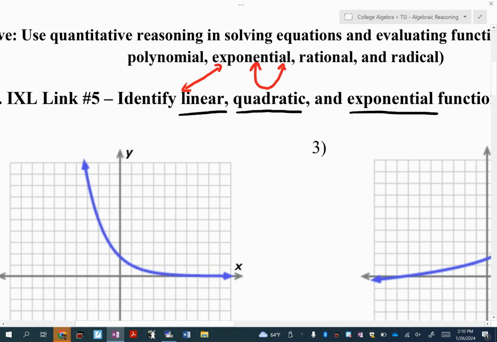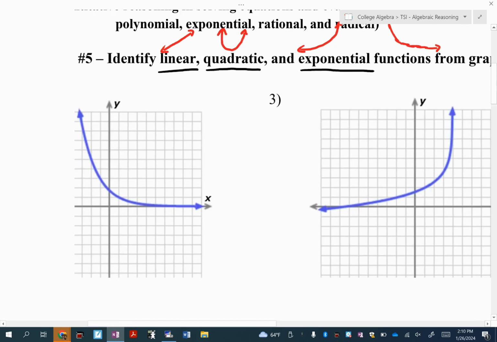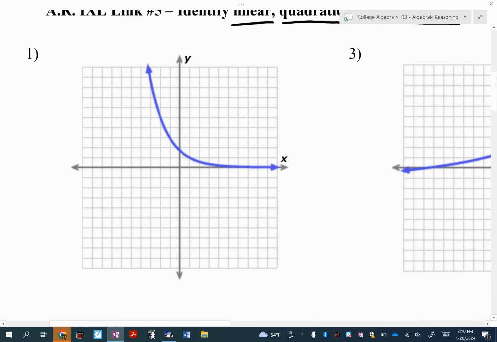And then we did exponential in the first semester. Do you remember the exponential functions? No? So there's growth that looks like this. And then there's also decay, which looks like this. All right, so let's try number 1.